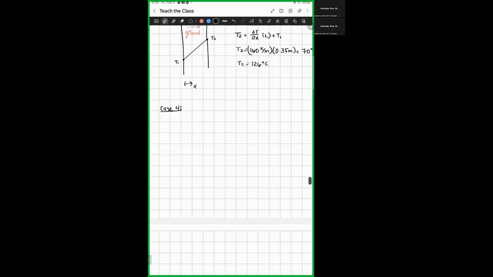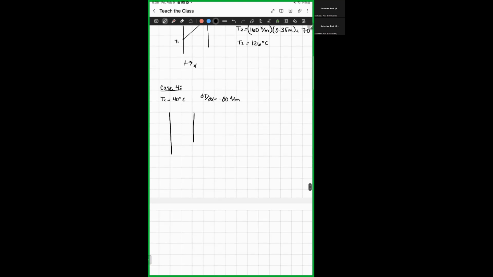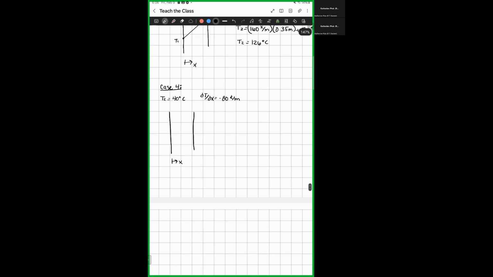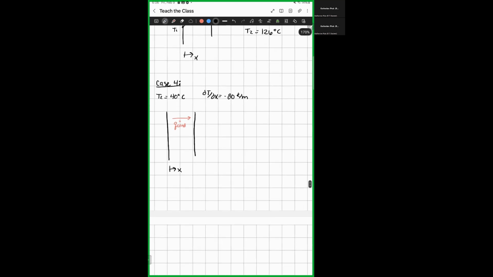And so for case 4, we're again given T2, which equals 40 degrees Celsius, and dT/dx, which is negative 80 Kelvin per meter. So we'll draw a picture real quick. That is in the positive x direction. We're going to again draw Q in the same direction, just so all the math works out properly. And so we're given T2, we have 40 degrees, and this is a negative dT/dx.